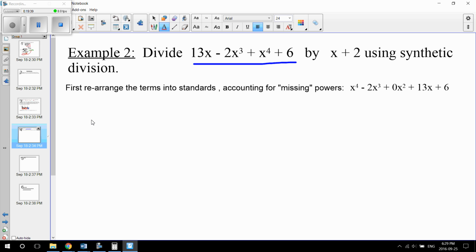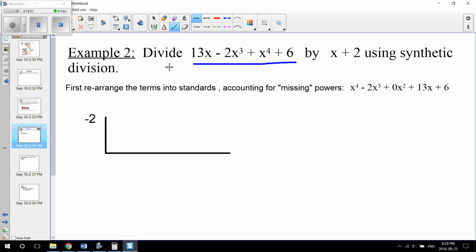So again, remember we start off by writing our k value, which in this case, because we have x plus 2, is always the opposite sign, so this time it's a negative 2. Again, we're going to draw our little division box. And then on the same row as that negative 2, we need to write all the coefficients of our polynomial, and it has to be the one that's in the proper order in standard form.